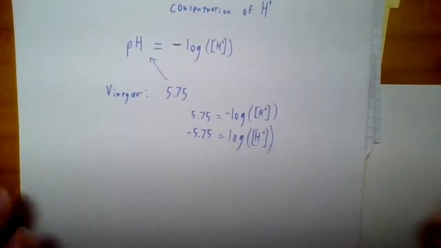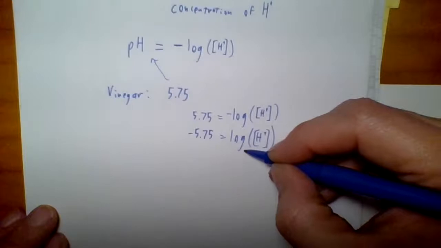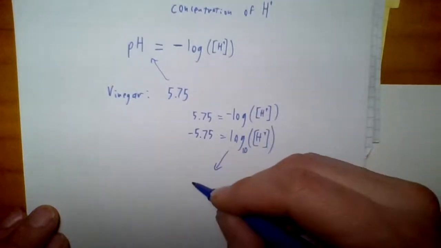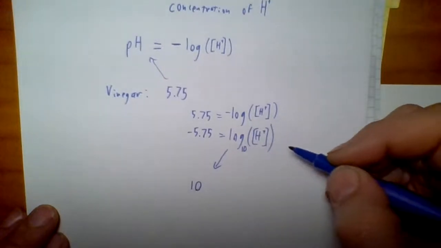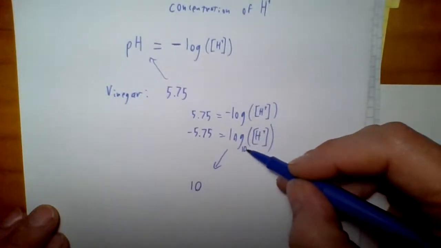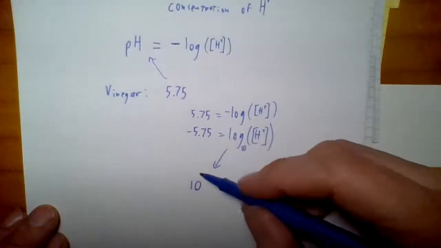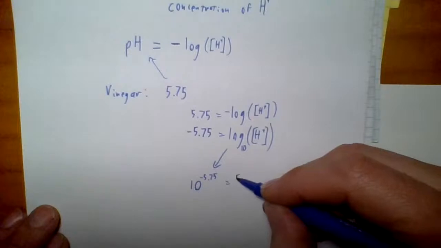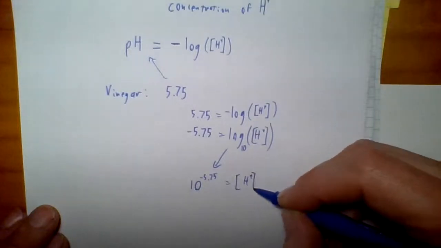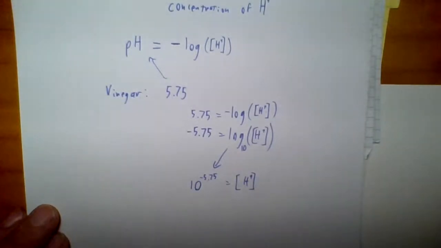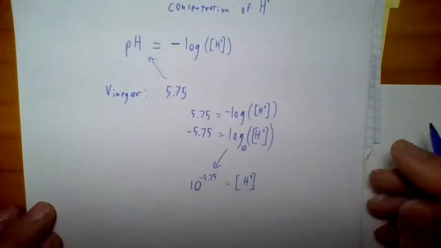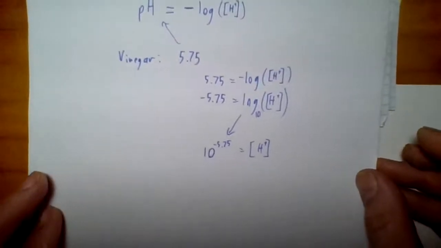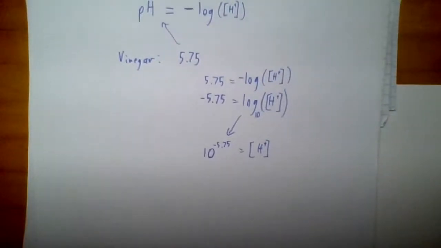I have to get rid of it by switching over to exponential form. This is really log base 10. So when I switch over to exponential form, I have exponent base 10. What was the output before becomes the input here, and what was the input before becomes the output here. So that is how I get this unknown by itself. The value is 10 to the minus 5.75. That's a tiny little number. It's the actual concentration of hydrogen ions in your bottle of vinegar.